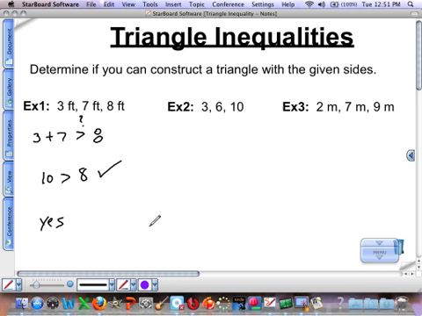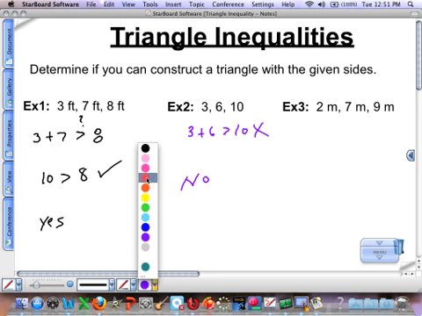Okay, let's look at example 2. What are my two shorter sides in example 2? 3 and 6. So does 3 plus 6, is that greater than 10? No. Therefore, not going to make a triangle.